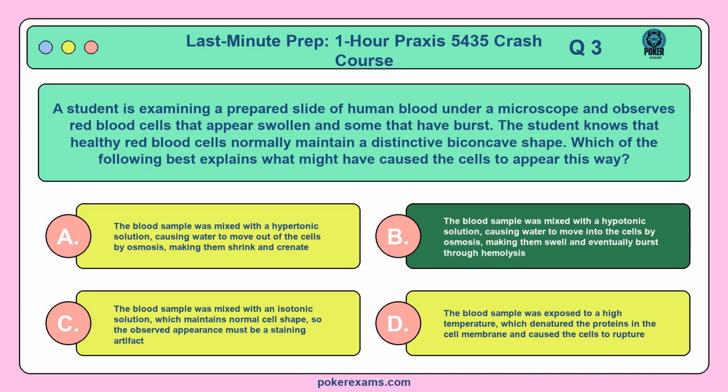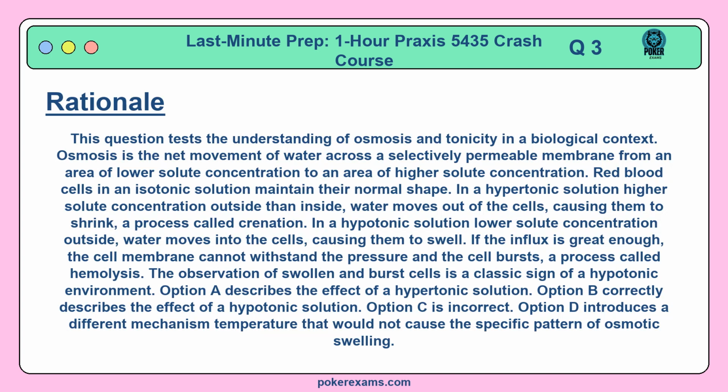The correct answer is B. This question tests the understanding of osmosis and tonicity in a biological context. Osmosis is the net movement of water across a selectively permeable membrane from an area of lower solute concentration to an area of higher solute concentration.